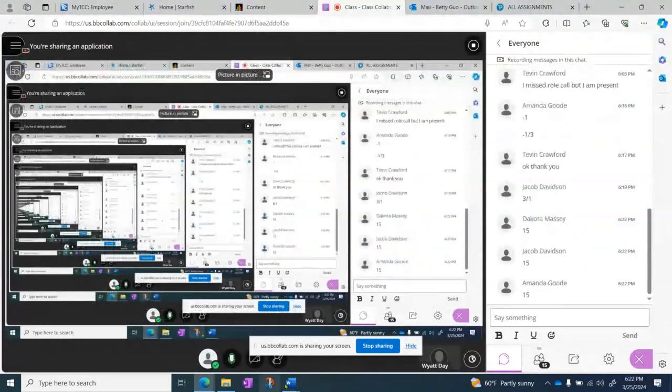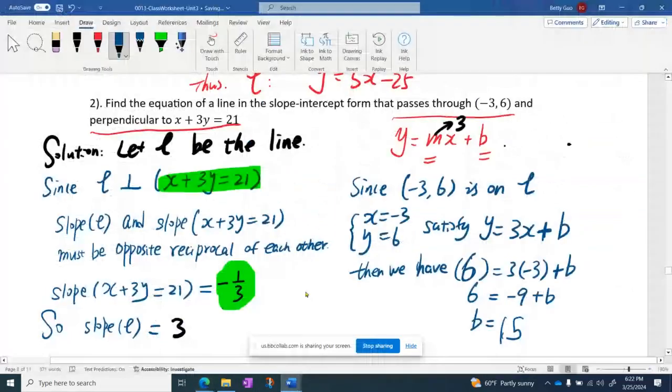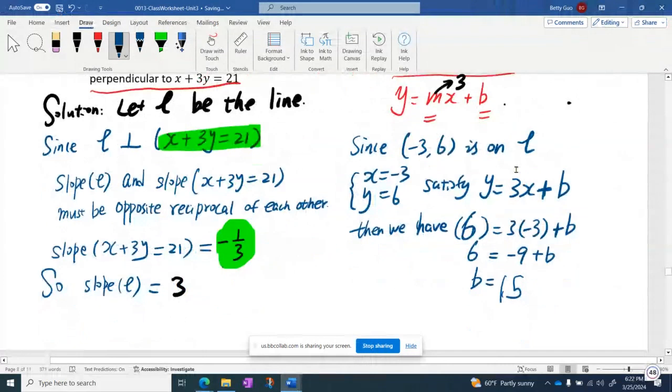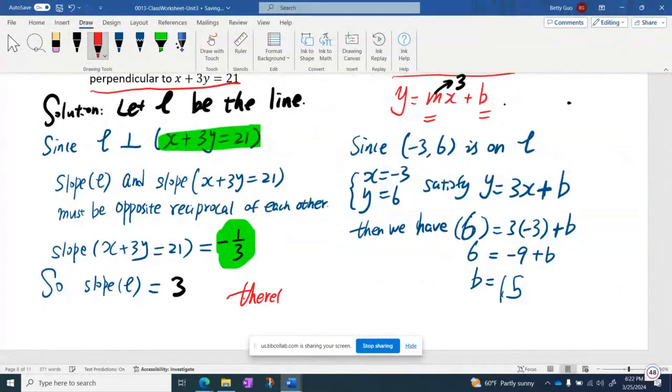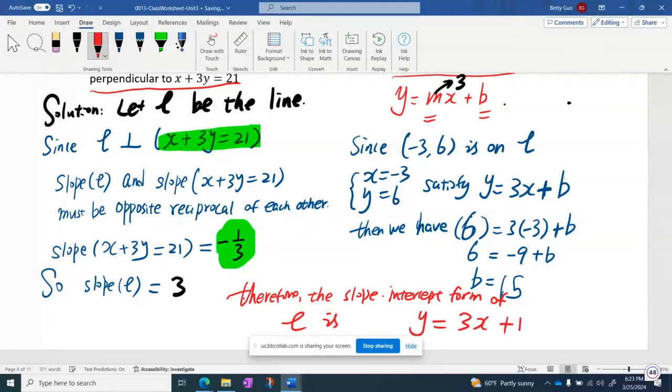Awesome. Correct. Very good. It is 15. We found the value of b as well. So we got an equation. Therefore, the slope-intercept form of L is y equals 3x plus 15. And that's the solution of this question.